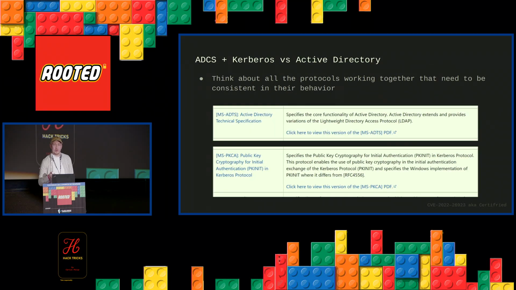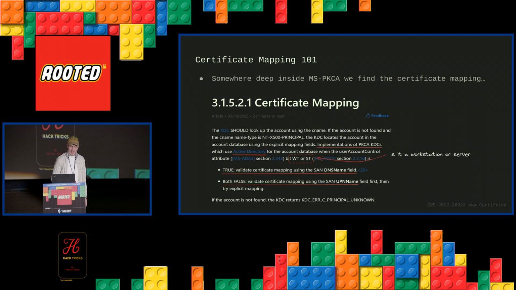And the two protocols that we are interested in are the Active Directory technical specification, which specifies the core functionality of Active Directory, and then public key cryptography for initial authentication in the Kerberos protocol. So that is what allows us to use a certificate to authenticate ourselves. And inside the MS-PKCA, so the PK in it, we see that there is a section for certificate mapping.